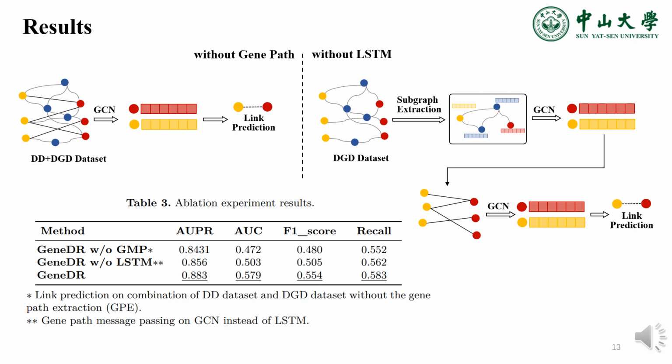We also did ablation studies to investigate the effect of the gene path and the LSTM-based message passing layer, and the results indicate that they are both important, and the LSTM-based message passing makes better use of gene path information, probably by simulating the flow of messages along the gene path.